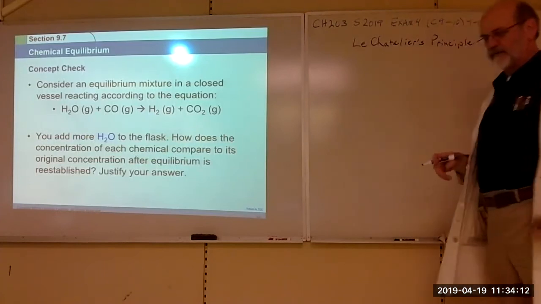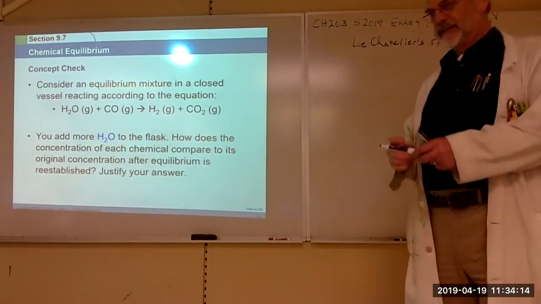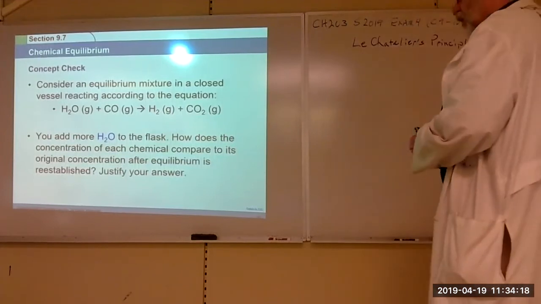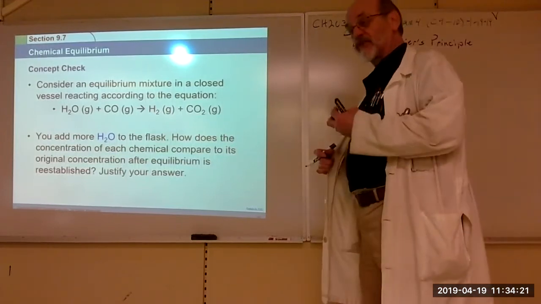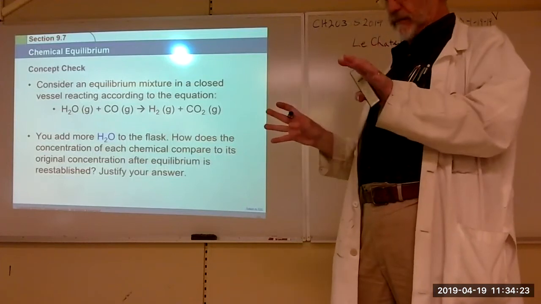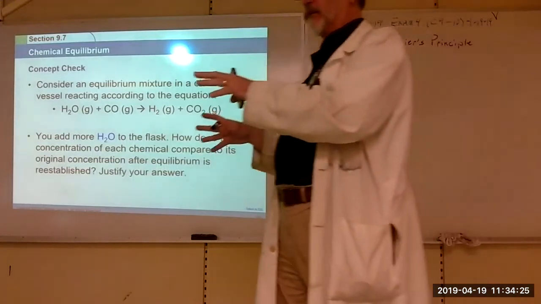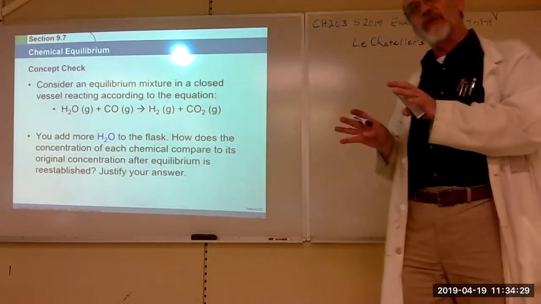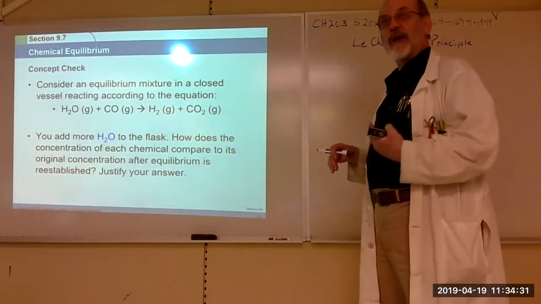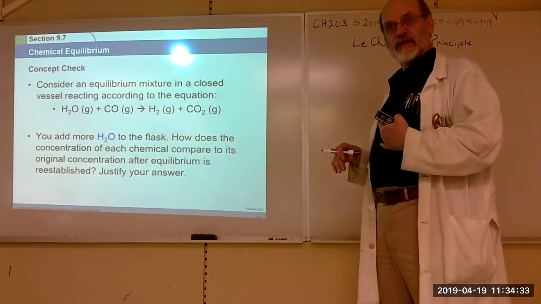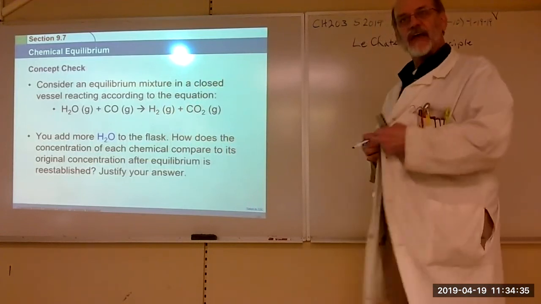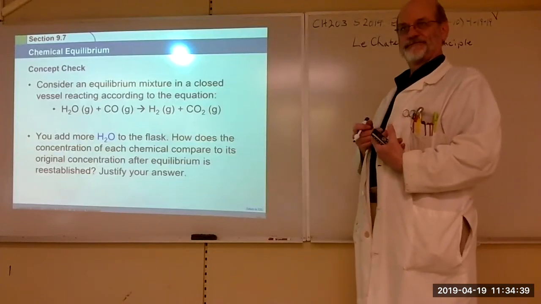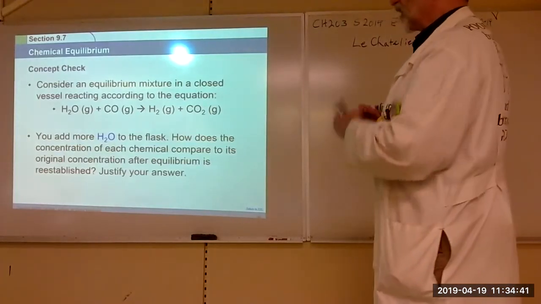Le Chatelier was a Frenchman, obviously, in the middle 19th century. And he proposed that once a reaction has reached equilibrium, anything you do to disturb that reaction will be responded to by the system in such a way that your disturbance is minimized. Okay? So what do we mean here?